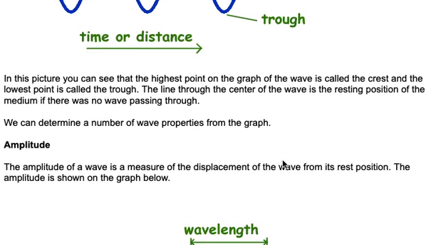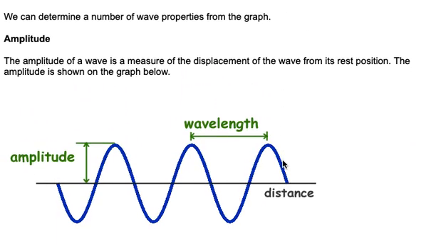One of them is amplitude. The amplitude of a wave is a measure of the displacement of the wave from its rest position. So remember, this is the rest position. The amplitude is shown on the graph below.